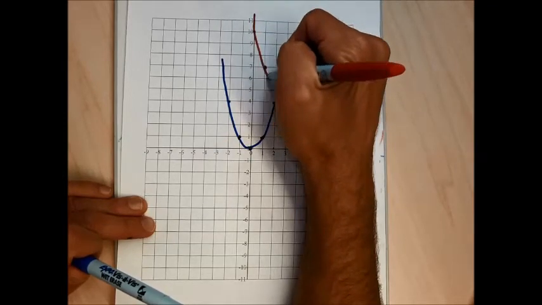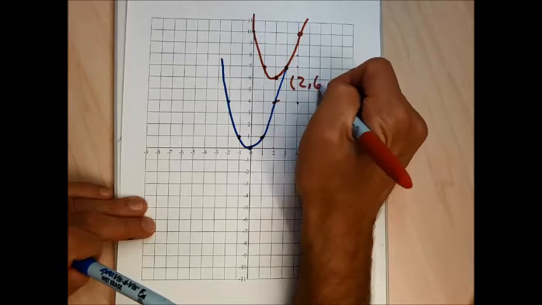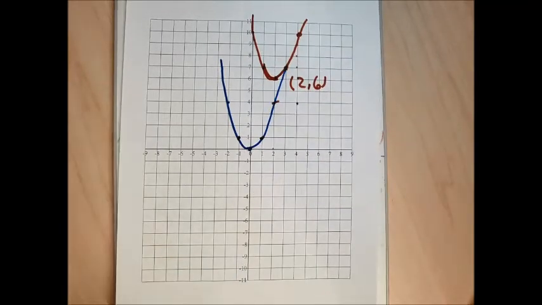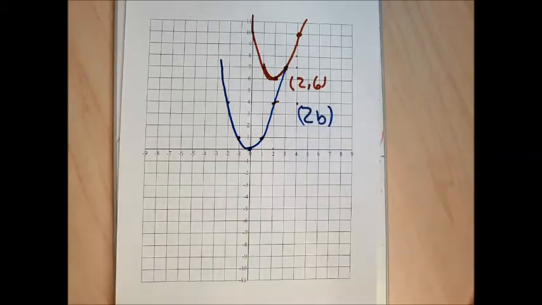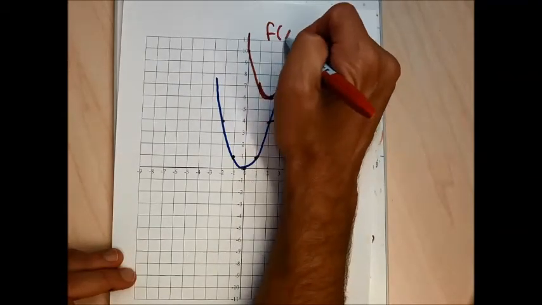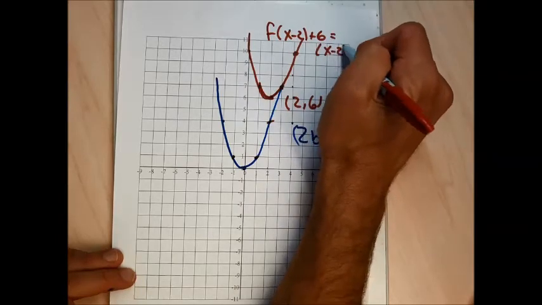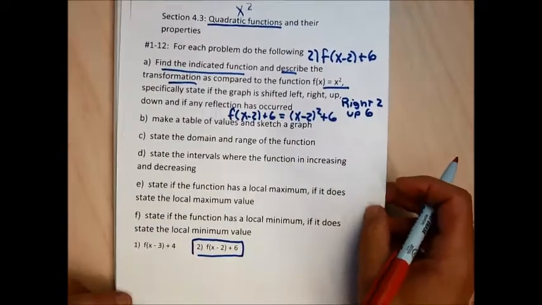This is a better graph because the vertex gets moved up to the point (2, 6). It's a better graph if I actually make that look like the vertex. So this would be an answer for part 2b. So I've done double graphs on this. This is a graph of f(x) minus 2 plus 6 equals (x minus 2) squared plus 6. Done with part B. On to part C.